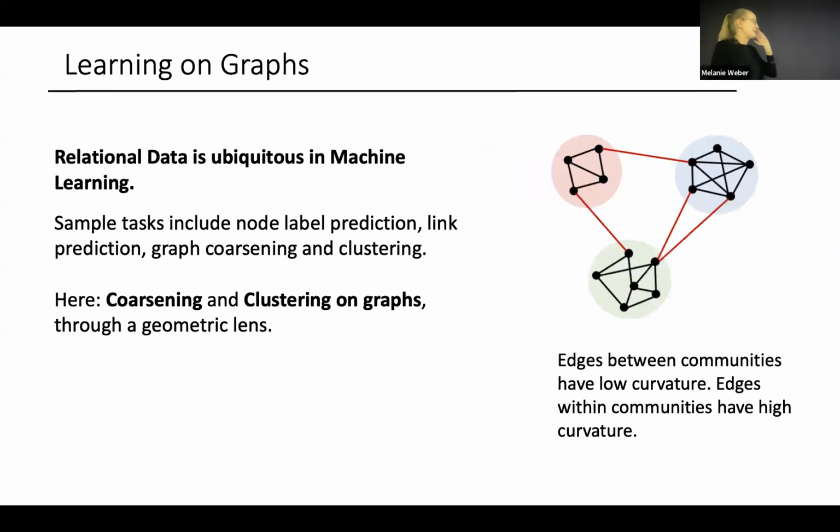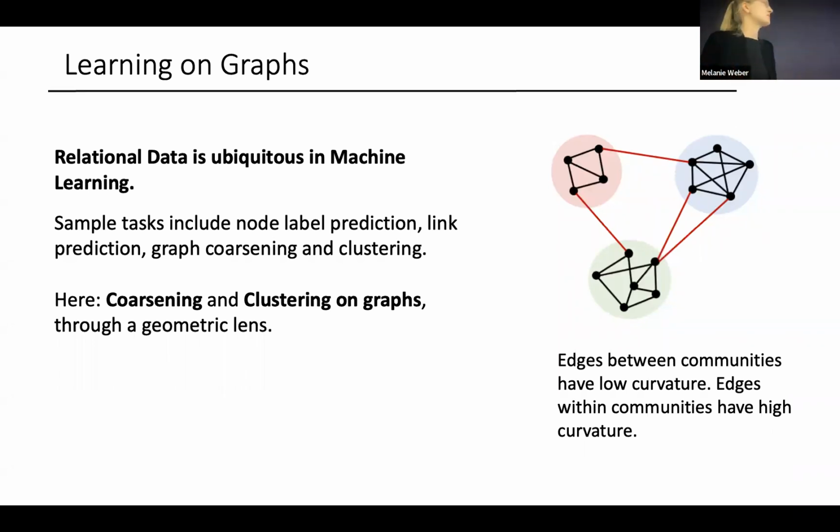So again, we've seen some examples, and you probably can think of many applications where you encounter relational data in all kinds of areas of machine learning. So that's a very important class of geometric structure that we find. There are lots of classical machine learning tasks that you might want to perform on relational data, like node label prediction, link prediction, graph coarsening, and clustering. Lots of recent literature has looked at these tasks with graph neural networks.